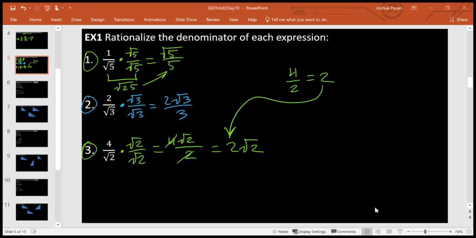Okay, so that does it for this video. Anytime in higher math, so pretty much starting now, anytime that you have an irrational denominator, you're going to want to rationalize it by multiplying top and bottom by the quote-unquote bad irrational number, so that you get something that has a rational denominator.